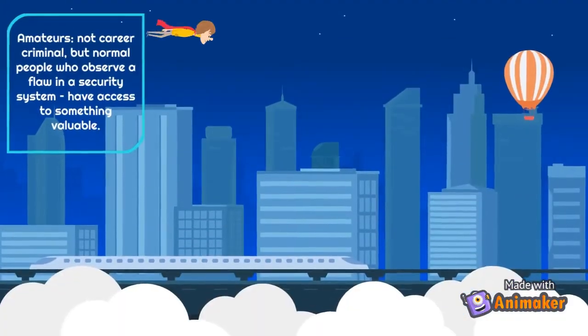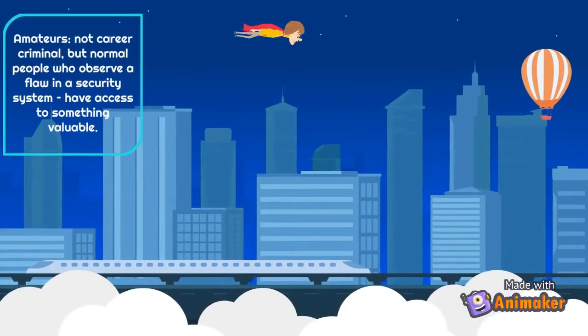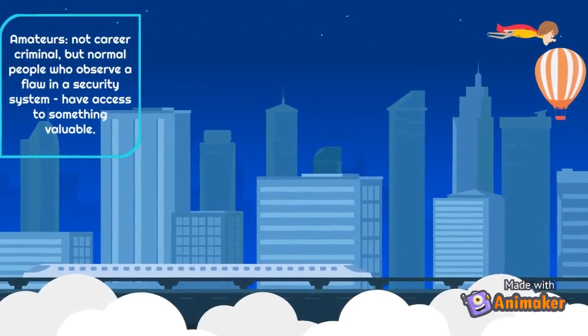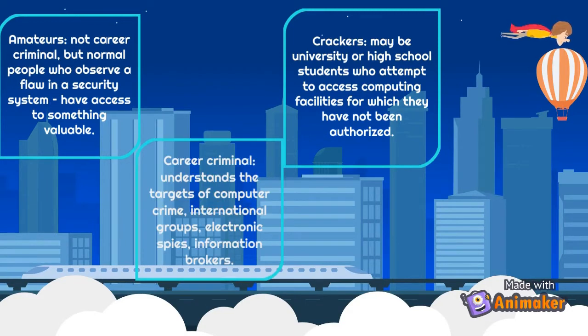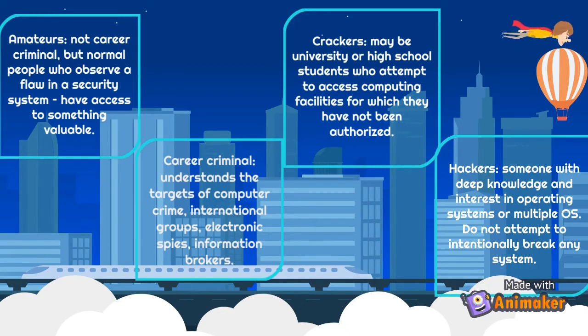Amateurs are not career criminals but normal people who observe a flaw in the security system where they have access to something valuable. Crackers may be university or high school students who attempt to access computing facilities for which they have not been authorized. Career criminals understand the targets of computer crime: international groups, electronic spies, information brokers. Hackers are people with deep knowledge and interest in operating systems or multiple OS. They do not attempt to intentionally break any system.